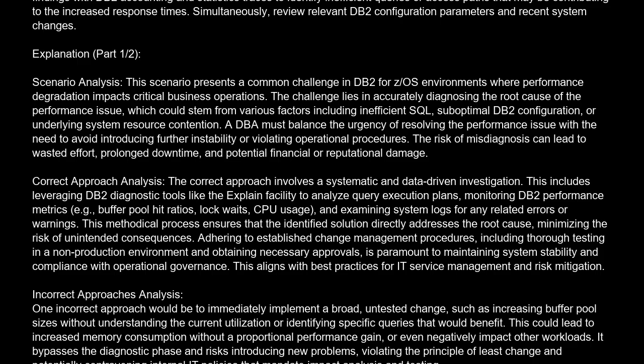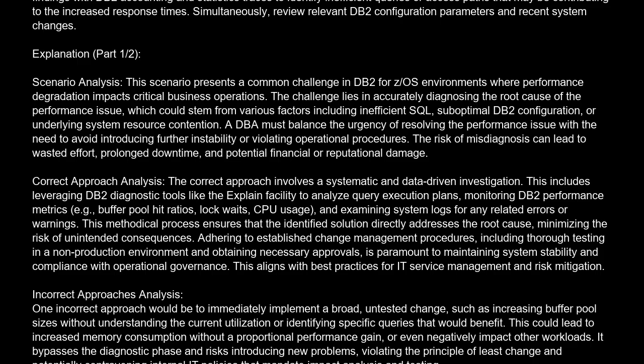Explanation. Scenario analysis. This scenario presents a common challenge in DB2 for z/OS environments where performance degradation impacts critical business operations. The challenge lies in accurately diagnosing the root cause of the performance issue, which could stem from various factors including inefficient SQL, suboptimal DB2 configuration, or underlying system resource contention. A DBA must balance the urgency of resolving the performance issue with the need to avoid introducing further instability or violating operational procedures. The risk of misdiagnosis can lead to wasted effort, prolonged downtime, and potential financial or reputational damage.